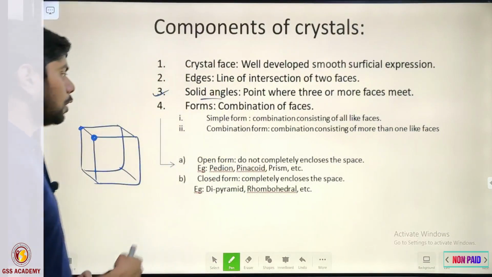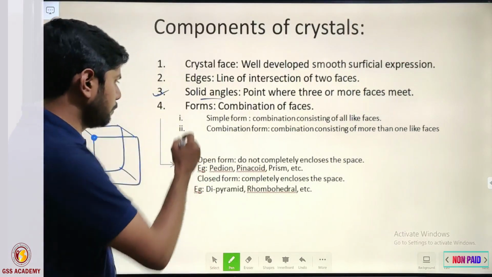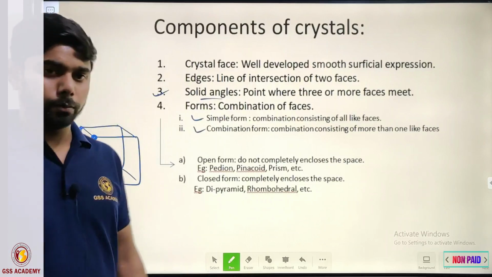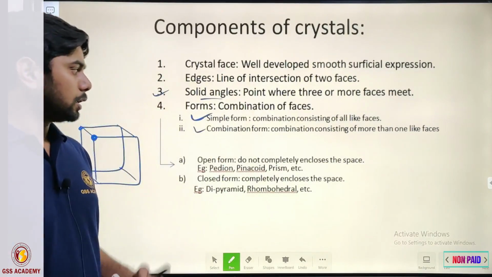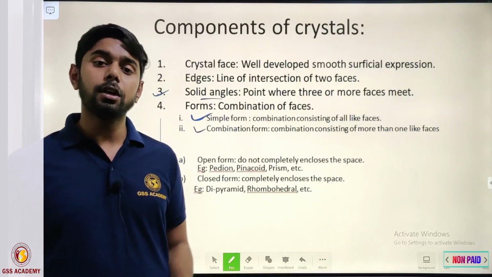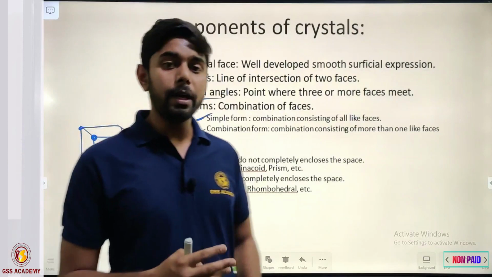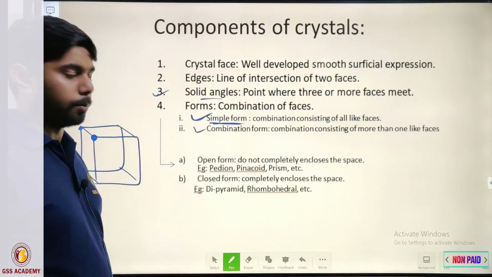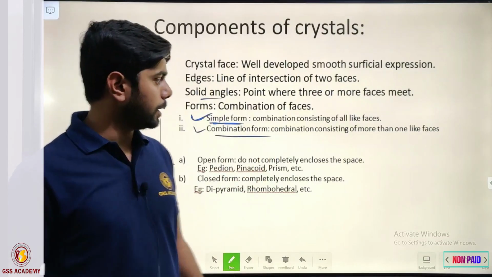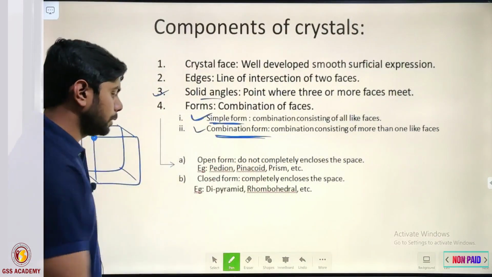On the basis of combination, we can define simple form and combination form. A simple form consists of a combination of all the same or similar faces. The faces should be similar to call a form a simple form. For a combination form, more than one kind of face should be there.